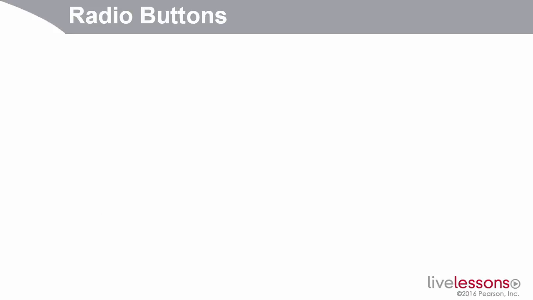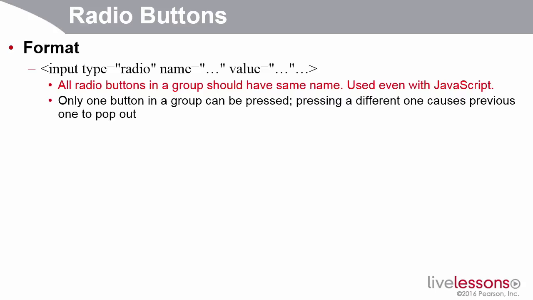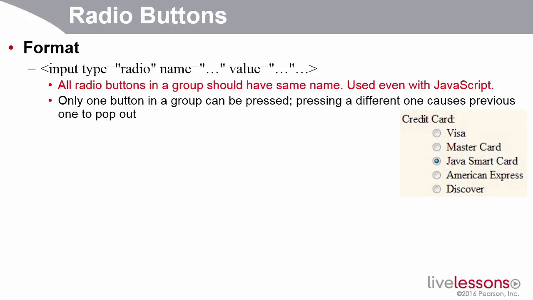Next, radio buttons. Radio buttons, input type equals radio, have the same general goal as checkboxes: let the user choose something among a preset list of choices. However, the difference is that with checkboxes, you can check as many as you want. But with radio buttons, if I click on MasterCard, the previous entry will pop out.